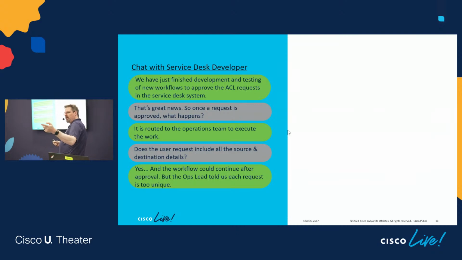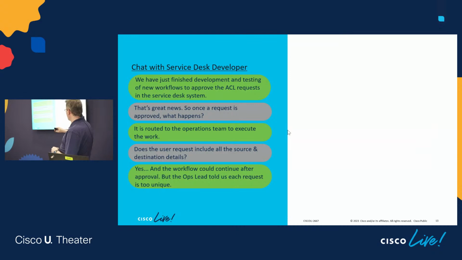So initially, the IT director gave the ops lead a hard time, but the operations team is actually the executor of the work, while the service desk developer actually creates those ACL requests in the service desk system. So he is the one who's the main stakeholder here, right?